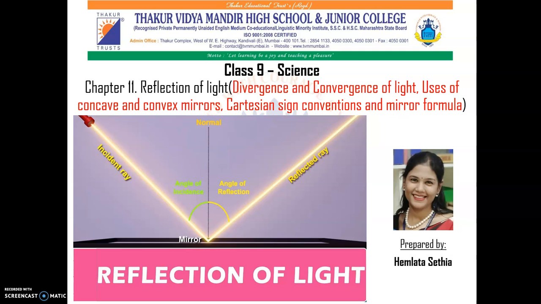Today we are going to continue with class 9 science chapter number 11, reflection of light. Topics that I am going to cover during this session are divergence and convergence of light, uses of concave and convex mirrors, Cartesian sign conventions and mirror formula.